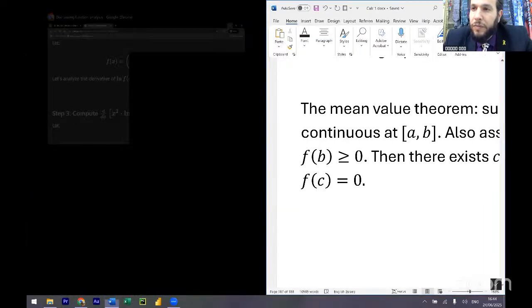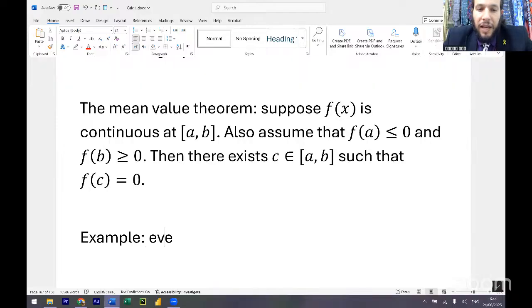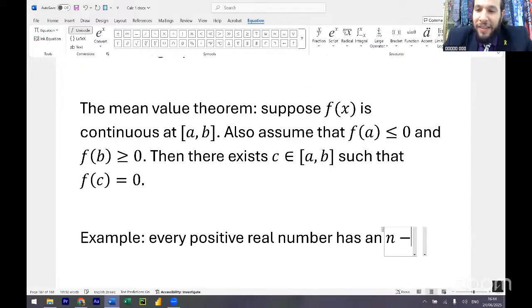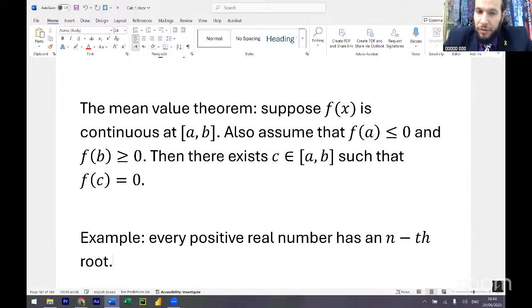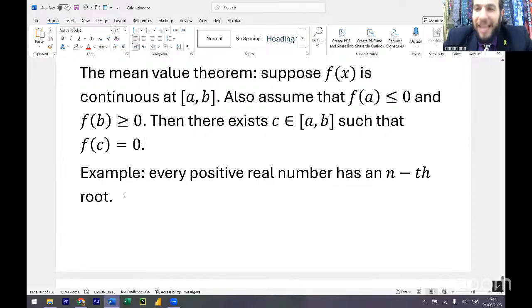Example. Every positive real number has an nth root for any n. So roots exist, like the square root of 2 or the cube root of 21. Why is that a consequence of this? Hold on to your hats.